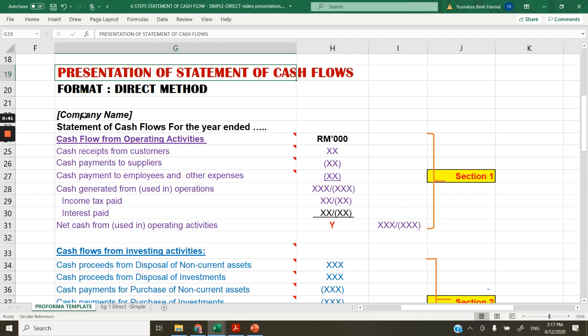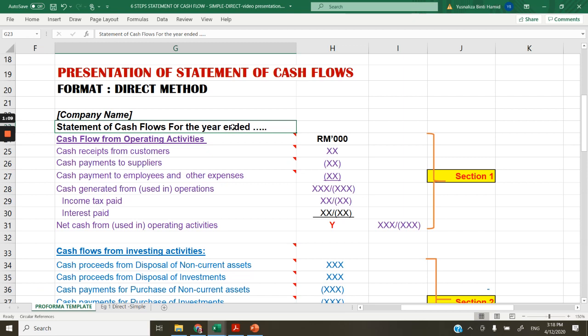For a financial statement, it will normally start by having the name of the business entity, the name of the company, or the name of the entity which refers to the reporting entity. Then there will be a title. The title is the statement of cash flows for the year ended. If the year end is 31st of December or calendar year, you have to put the calendar year.